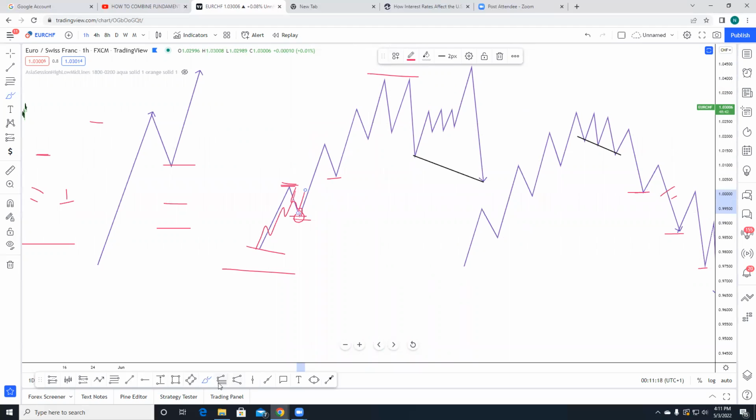Let's use these two. This one will come this way, come this way, come this way. This one will go again. Can you see? The structure is forming within structure. So these are minor swings, the minor structures that are forming here, and you have the major swing.